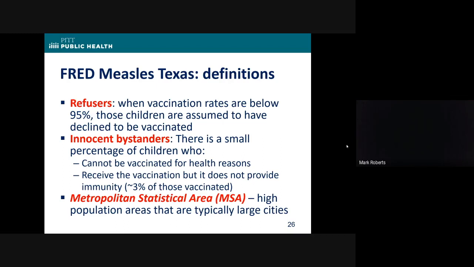So we decided in districts where there were more than 5% of the people who were not vaccinated, we called the people over 5% refusers, meaning they just simply didn't want to be vaccinated.